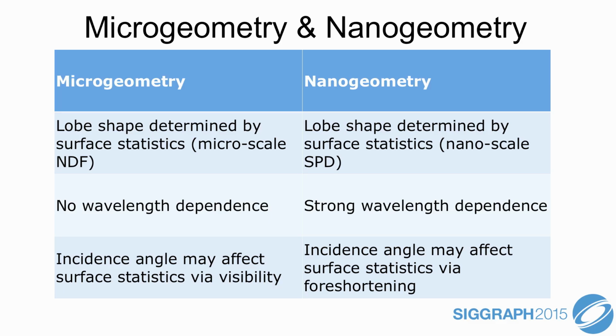Now, for more detail, I recommend looking at the talk slides that are online, but I'll just go over some high-level differences between the two. So it appears that in many materials, reflectance is affected by roughness on both the micro and nano scales. The micro scale is all the stuff we've been talking about. The lobe shape is determined by the surface statistics. It turns out that for nanogeometry, the lobe shape is also determined by a completely different surface statistic, which is the surface roughness SPD, which is the same SPD we saw in the beginning, but applied to 2D spatial properties rather than a 1D time property. Microgeometry has no wavelength dependence. Nanogeometry reflectance has a strong wavelength dependence. In both cases, the incident angle can affect the effective surface statistics due to different effects.